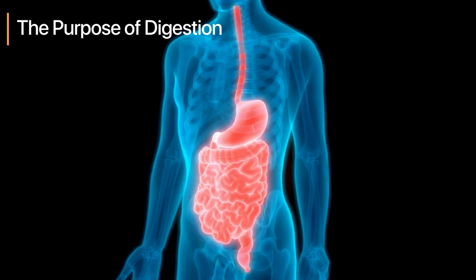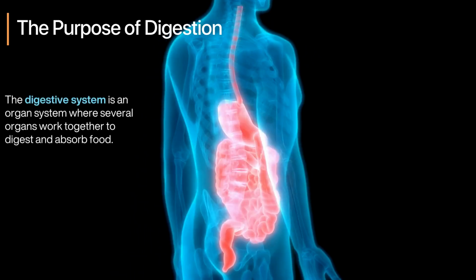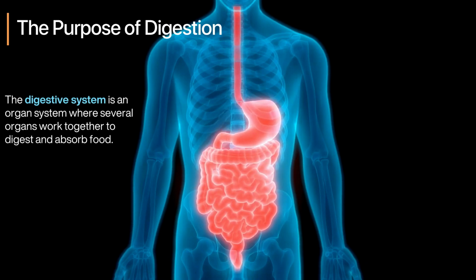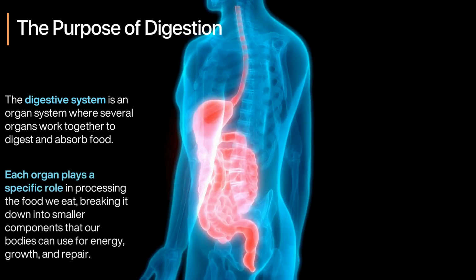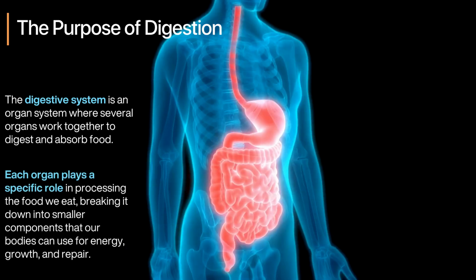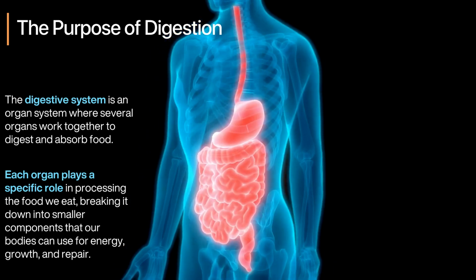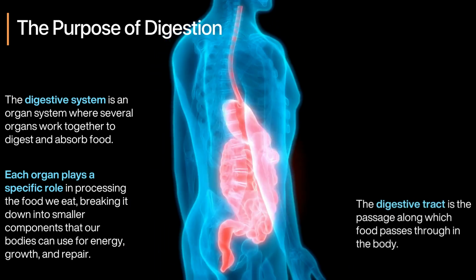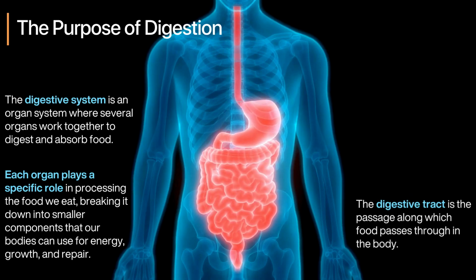So, how does the body break down these molecules for absorption? This process involves the digestive system, which is an organ system where several organs work together to digest and absorb food. Each organ plays a specific role in processing the food we eat, breaking it down into smaller components that our bodies can use for energy, growth, and repair. We can investigate the function of each organ in the digestive system by following the journey of food from start to finish.